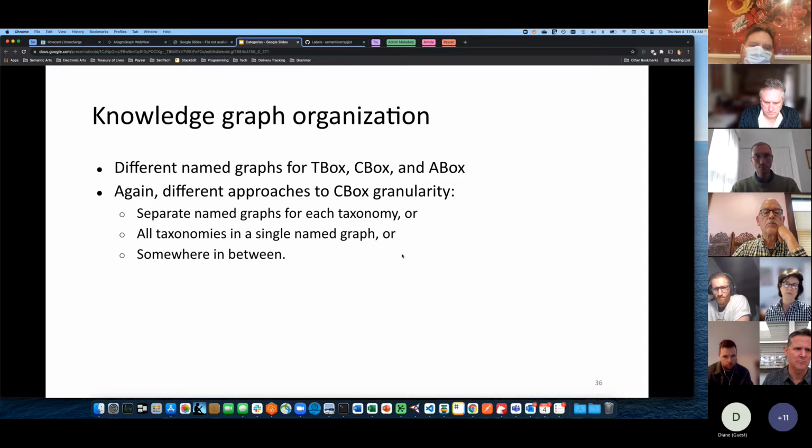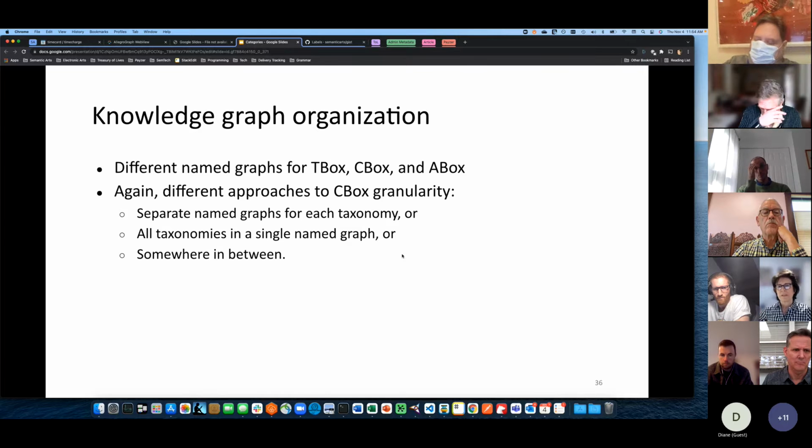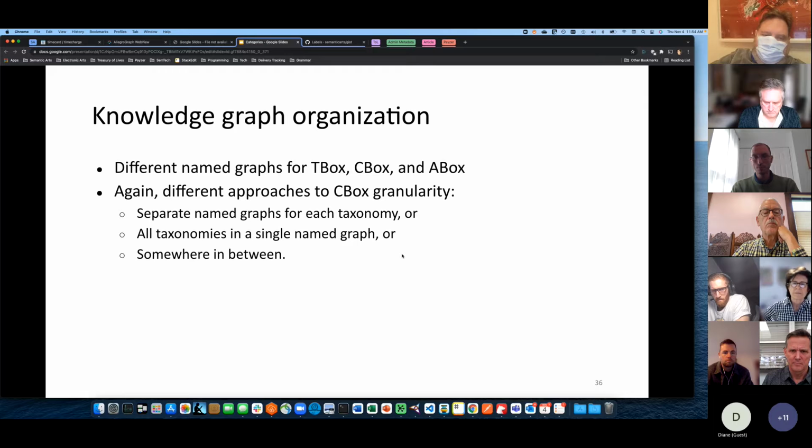And knowledge graph organization would be similar. You would have different named graphs for the TBox, CBox, and ABox. And again, the exact same granularity issue would apply there, whether you want to have each taxonomy in a separate named graph or put them all together or something in between.